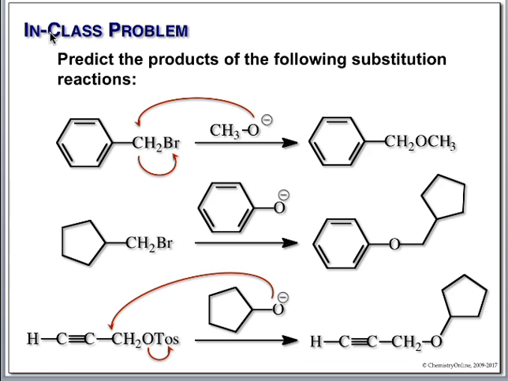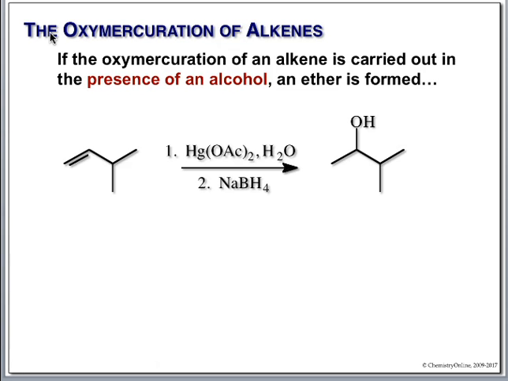Now there are a couple of other ways to make ethers besides the Williamson synthesis. If you think way back to the days of 234, there was a reaction where you took an alkene, mercury(II) acetate, followed by a borohydride reduction. This gave you an alcohol. It had Markovnikov regiochemistry, but the neat thing was that there was no rearrangement. So you could do Markovnikov hydration without having to worry about rearrangement.